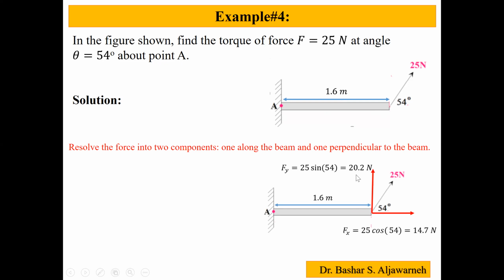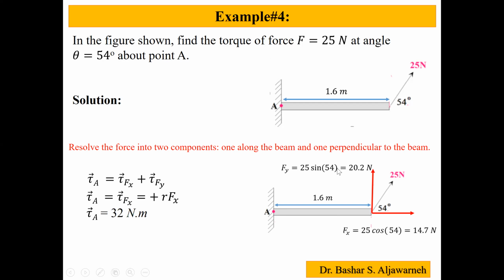Now, the total torque about point A, or the net torque at the pivot, will be torque due to Fx plus torque due to Fy. But clearly, torque due to Fx equals 0 because this force is parallel to the lever arm vector, and the angle here is 0, sine 0 equals 0. So what is left will be only the torque due to the perpendicular force, which is 25 sine 54.